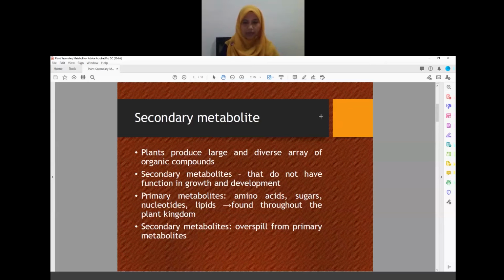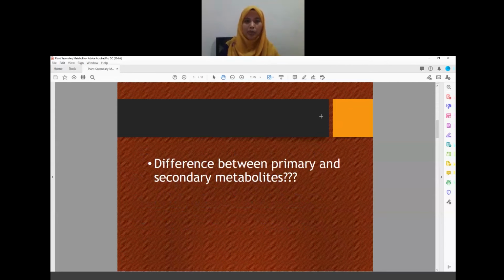Hope you have a view on secondary metabolites. So what is the difference between primary and secondary metabolites? I mentioned it just now. Hopefully you can differentiate between these two. All right.